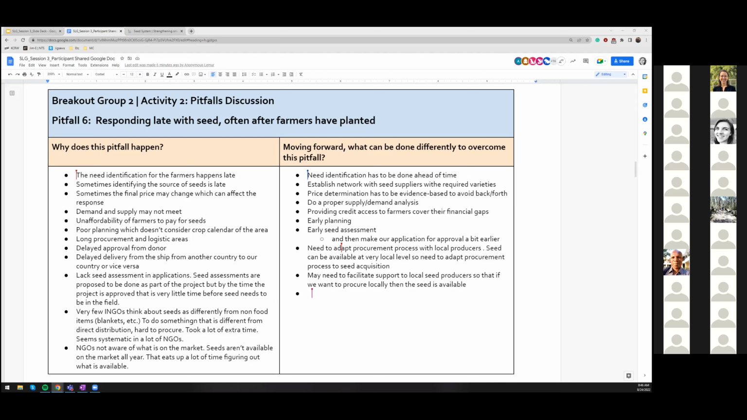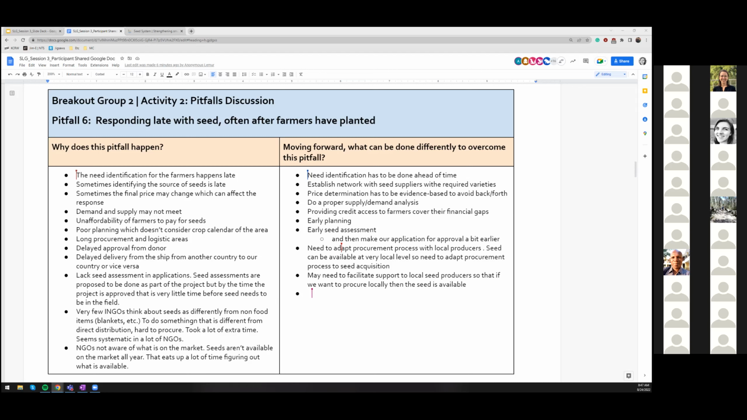That's the first comment. The other comment is that one of the reasons for this pitfall may be the current climate change and how the seasons are switching. If the program does not consider issues of climate information, then they may end up responding when the season has already started. Over.